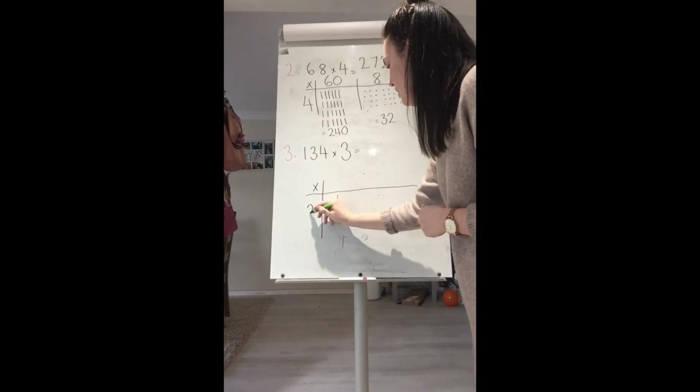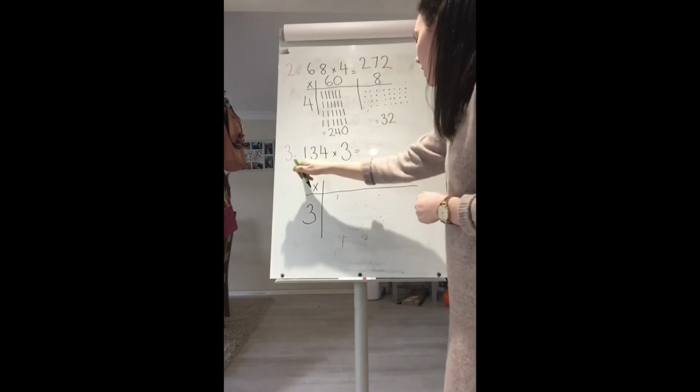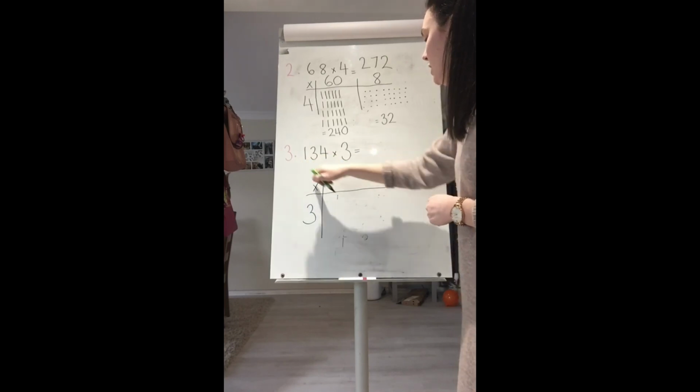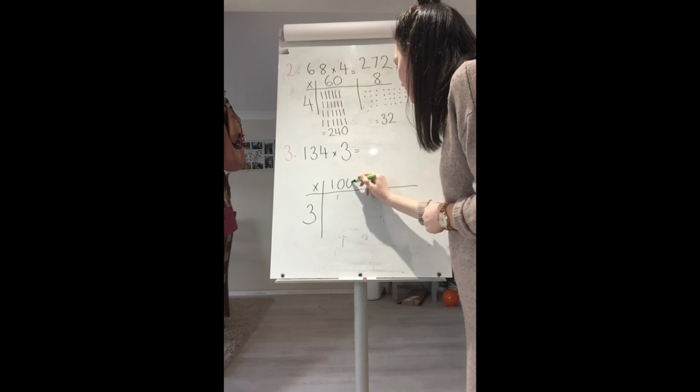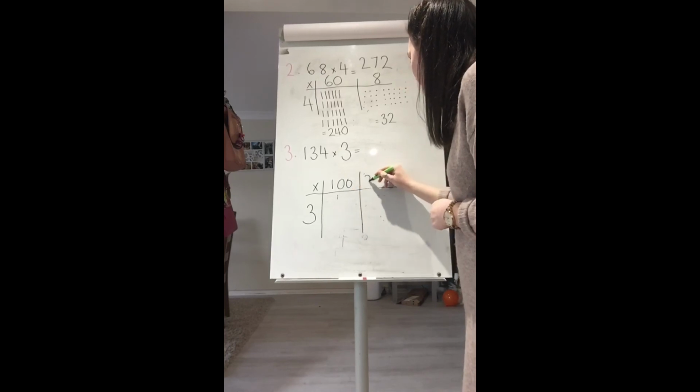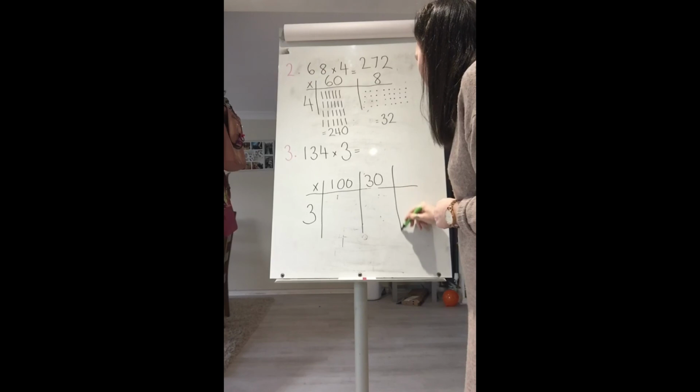I'm multiplying by 3, my 3 goes down here, and I need to partition 134 into its hundreds, tens and ones. So I have up here 100, 30 and 4.